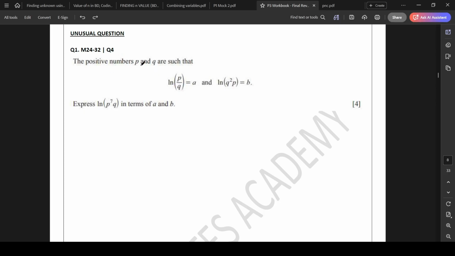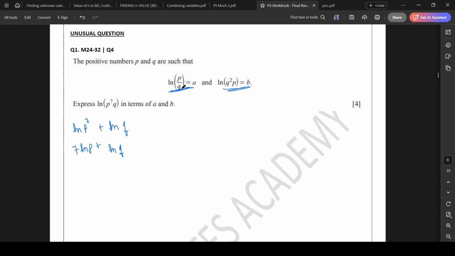We have two positive numbers p and q such that we have these two equations and we have to express this in terms of a and b. So how can we solve this? I know that this is nothing but ln of p to the power of 7 plus ln q, and this is the same as writing 7 ln p plus ln q. So basically, if I know the values of ln p and ln q, my job is done. But how will I find the values of ln p and ln q? There are two equations with two unknowns. So what can I do?